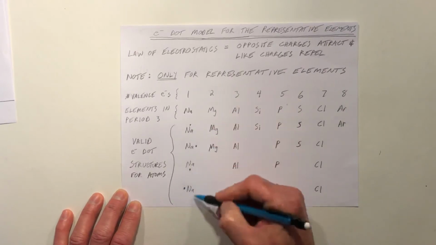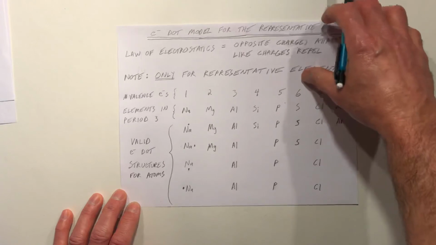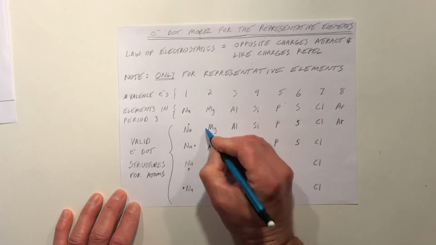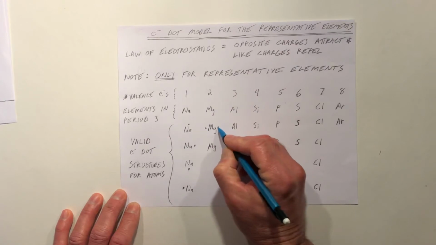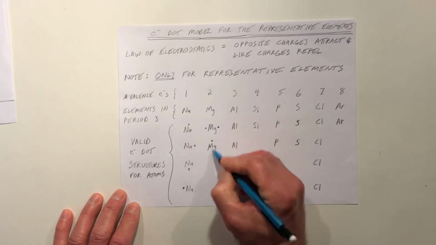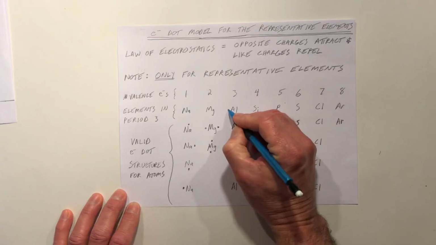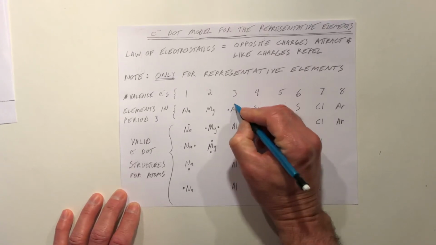Any one of those would be valid electron dot structures for sodium. For magnesium, we have 2 valence electrons. So we're going to put those dots as far apart as possible, either left, right, or top, bottom. For aluminum, let's go left, right, top.